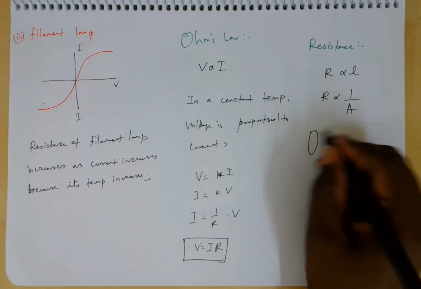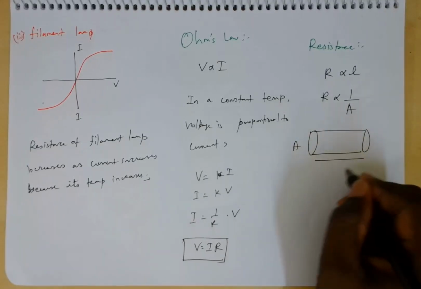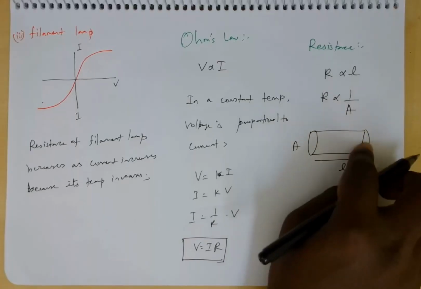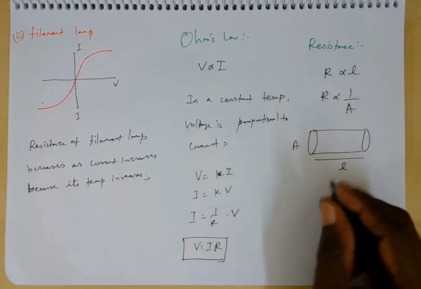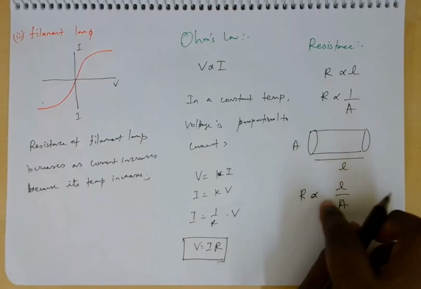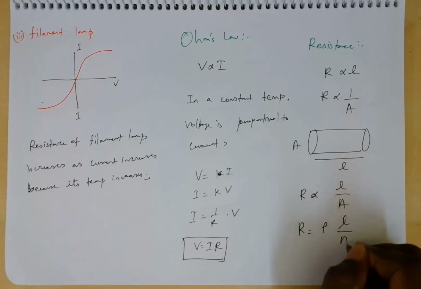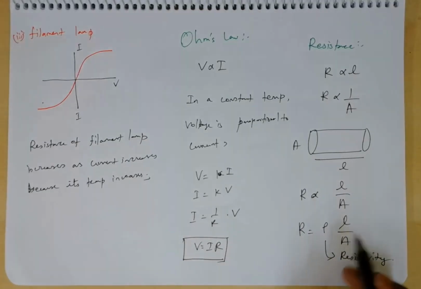Okay. So you take a conductor whose area of cross section is A and length is L. Higher the length, higher the resistance. Higher the area of cross section, lower the resistance. So in general, R is proportional to L by A. This proportionality constant is what we call resistivity, rho.